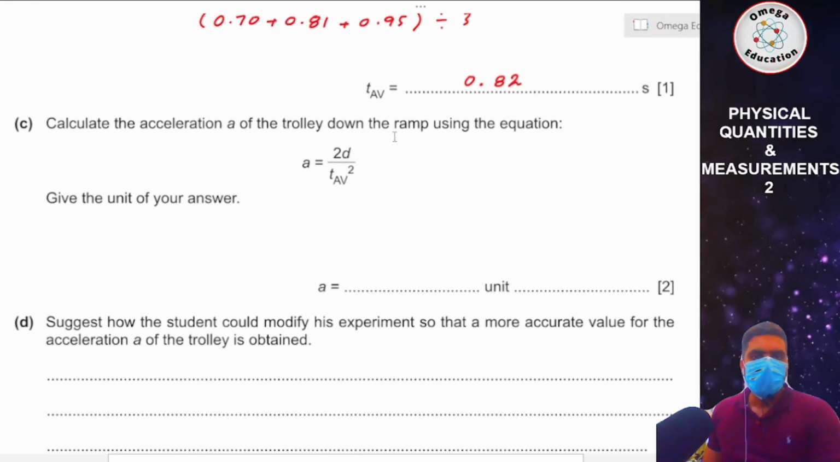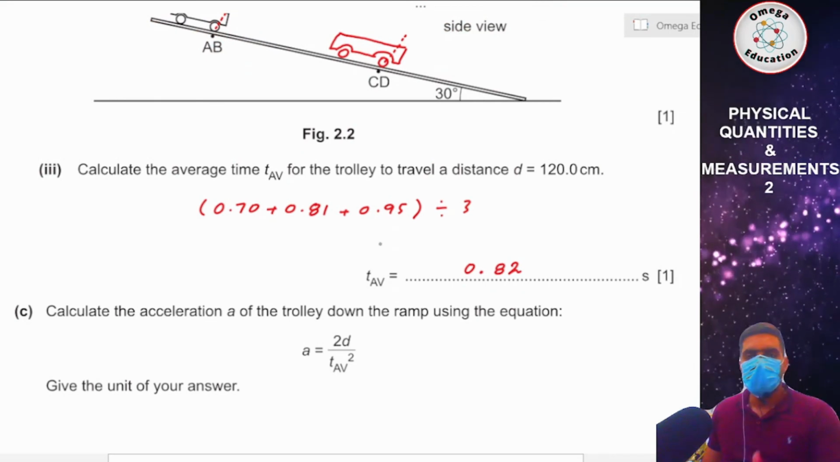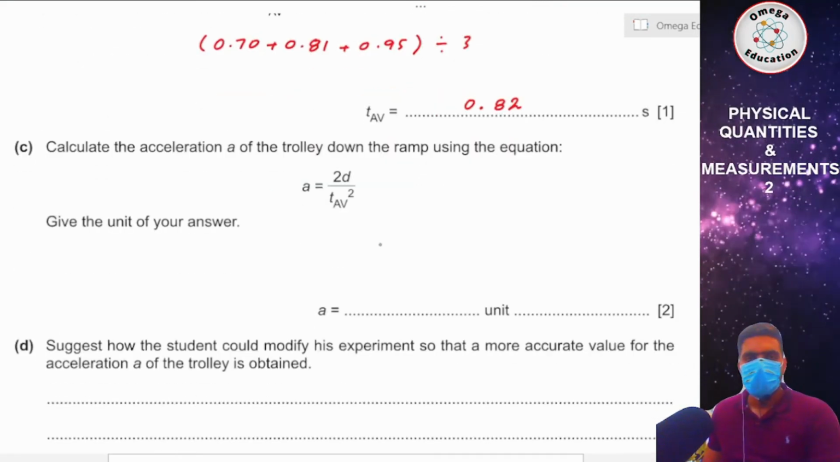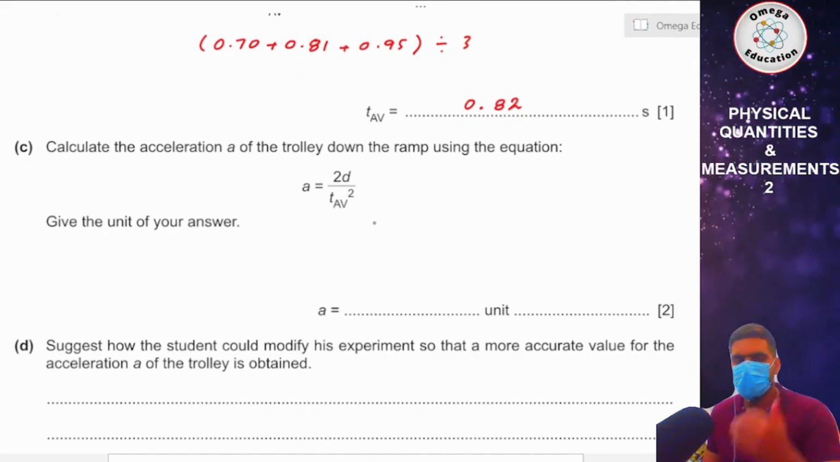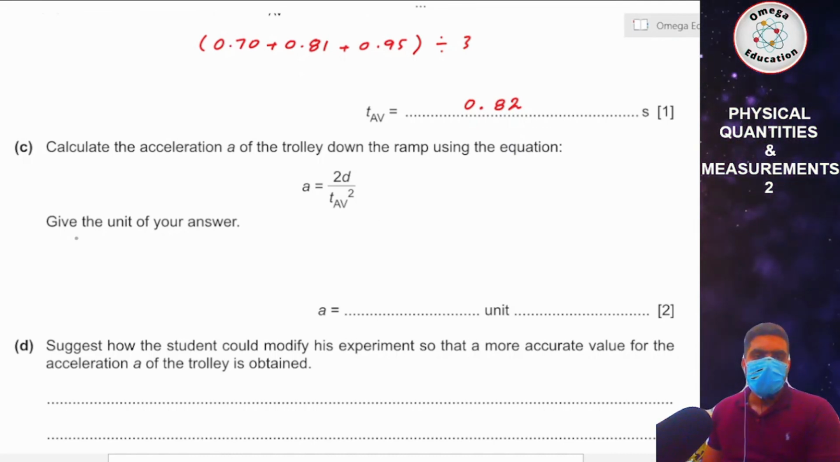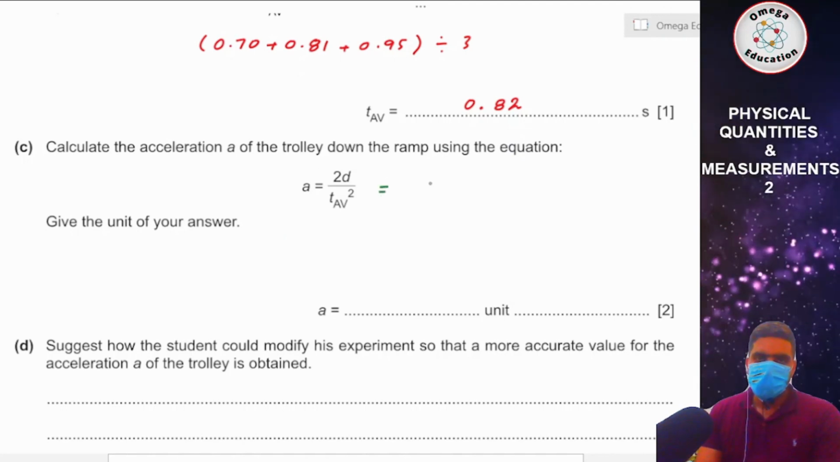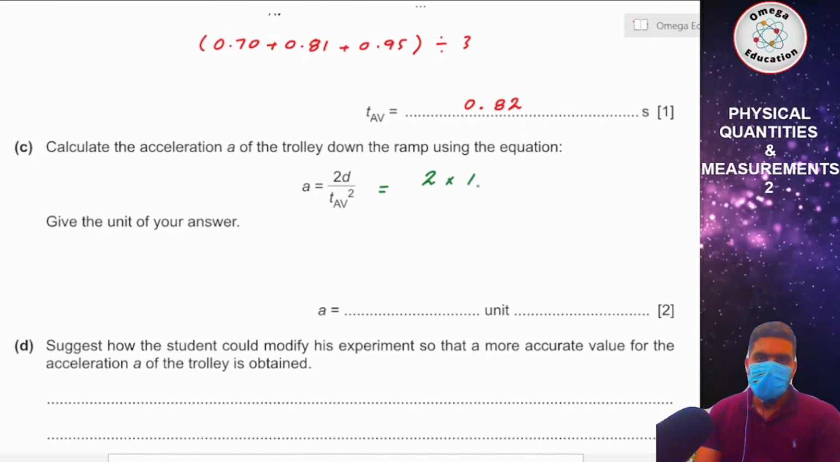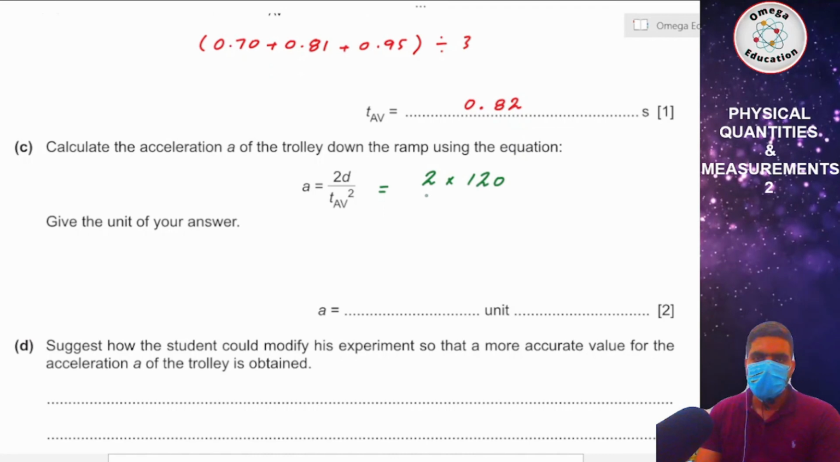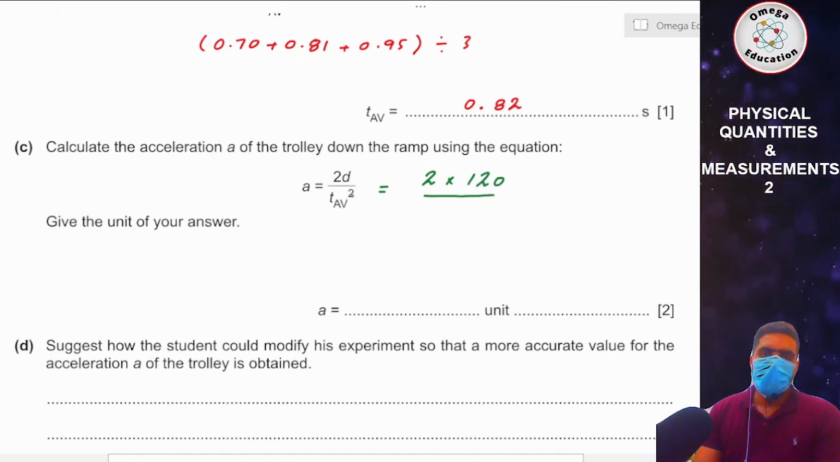Calculate the acceleration of the trolley down the ramp using the equation. Like I said, no need to memorize any equations for ADP. It would be given over there. Give the unit to your answer as well. So acceleration equals 2 times distance, and I'm going to use the distance in centimeters, 120 centimeters, divided by the square of the average time.